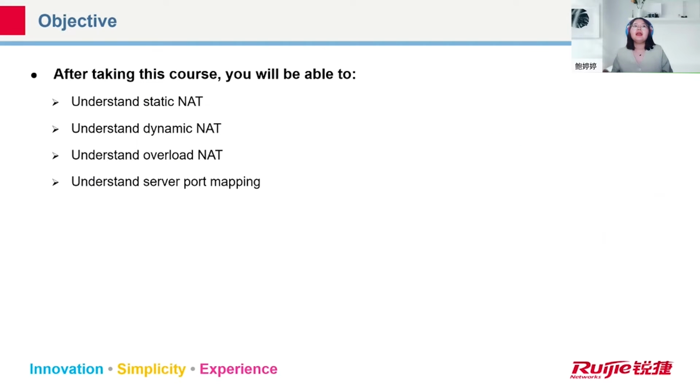In this course, we will talk about 4 types of NAT: static, dynamic, overload, and server mapping, for different scenarios. And I guess lots of scenarios in our network use overload NAT and server port mapping, which we will usually deploy in our network. But about static and dynamic, we will only talk quickly about the principle.